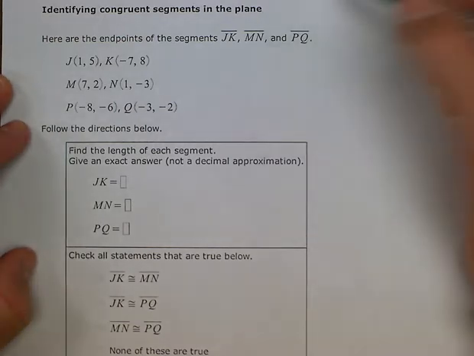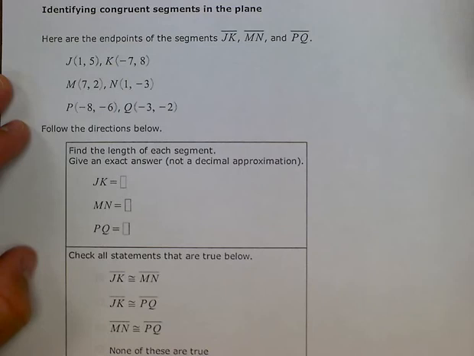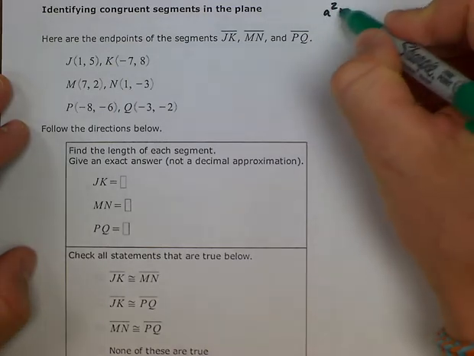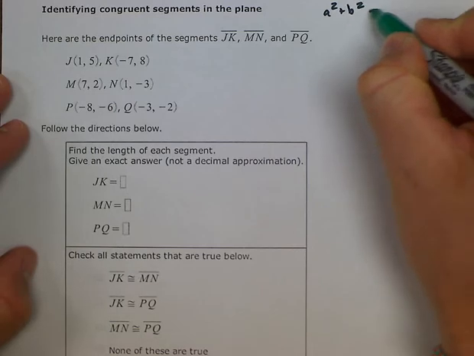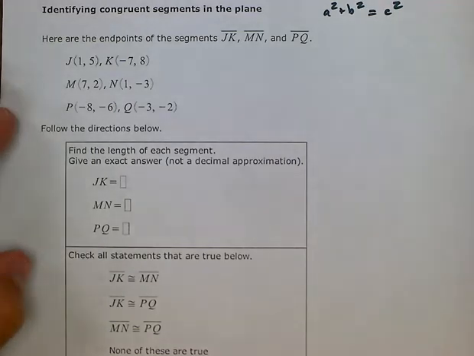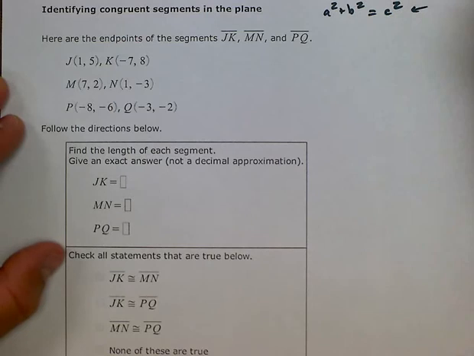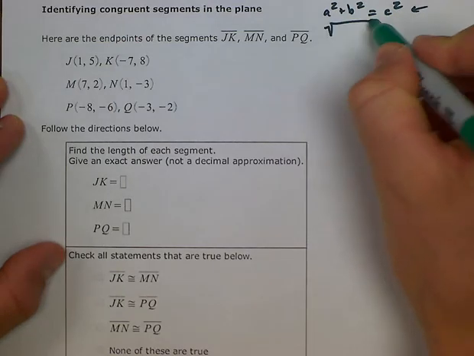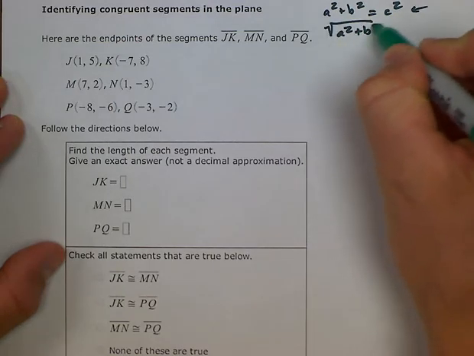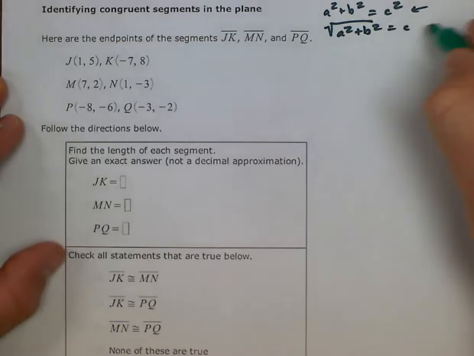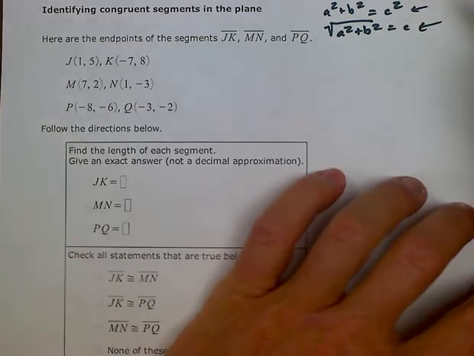Our distance formula we can think of in a couple of different ways. We have the Pythagorean theorem, which just says a squared plus b squared is equal to c squared. And when we solve for c being our distance, we would get the square root of a squared plus b squared is equal to c, which represents our hypotenuse if we're talking about a right triangle.